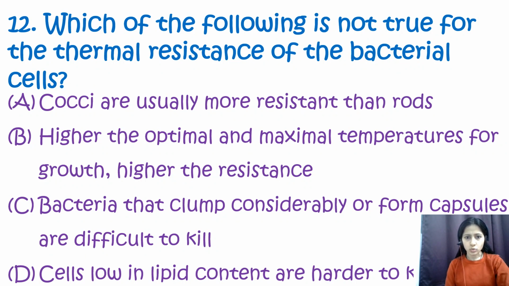So the correct option is option D, that is cells low in lipid content are harder to kill than other cells. In fact, the cells which are high in lipid content, such as these spores, are more resistant to heat than the cells which are low in lipid content. So here the statement which is not true is option D, that is cells low in lipid content are harder to kill than others.